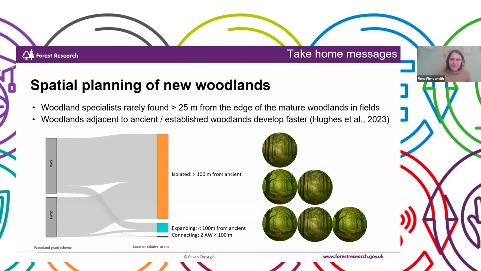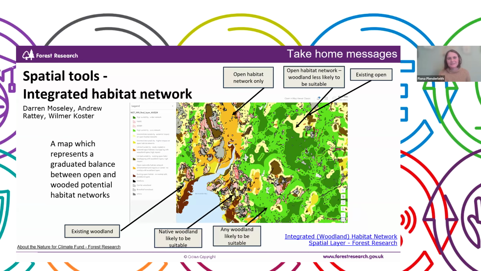And this diagram here is an analysis we did from our site selection where we looked at different woodland grant schemes, so woodlands that had been previously planted in England. And we found that quite a few of those were isolated from ancient, so they were greater than 100 meters. Some of them were expanded woodlands and even less connected. So this suggests that we might not get as much benefit in terms of biodiversity from these woodlands as we would have if they could have been placed adjacent to ancient, but obviously that comes with its own complexities as well. Just next to my final slide.